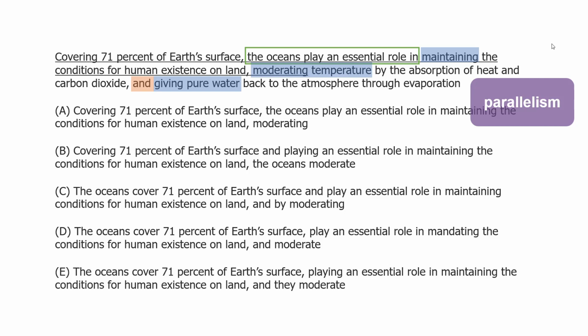Maintaining, moderating, and giving, they're not quite all in the same category. For the reason that I explained, I think that moderating and giving are ways that the oceans play an essential role in maintaining the conditions for human existence on land. Those two items are describing the clause before, and therefore I think this interpretation is the correct one.